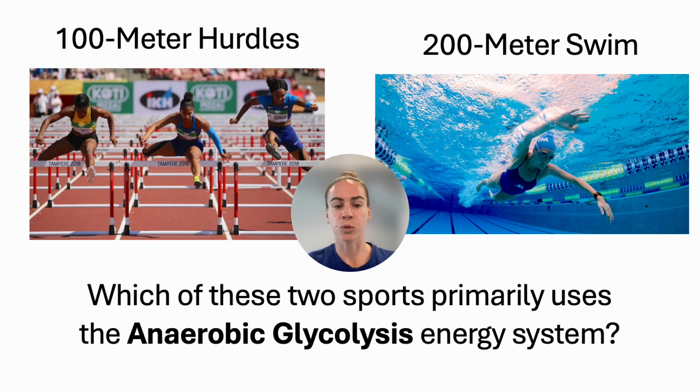The next question is, which of these two sports primarily uses the anaerobic glycolysis energy system? 100-meter hurdles or the 200-meter swim? In this case, it would be the 200-meter swim because the distance is a bit longer. The 100-meter hurdles might fall more into the ATP-PCr category.